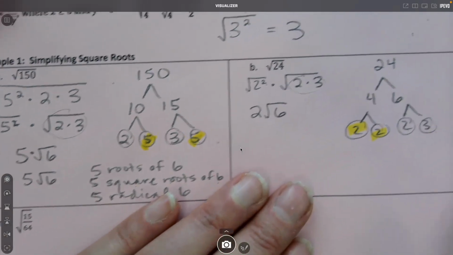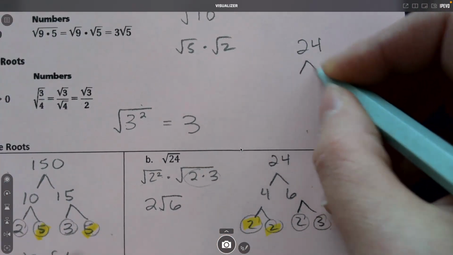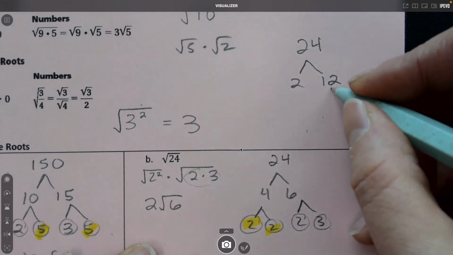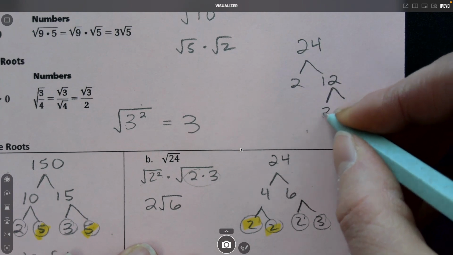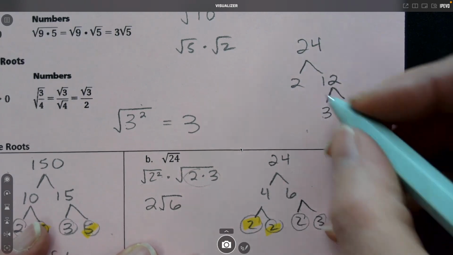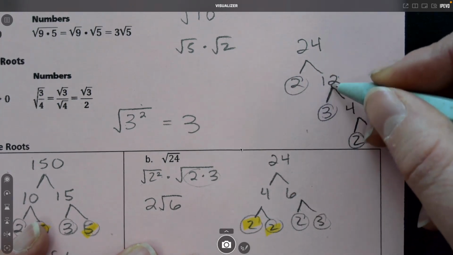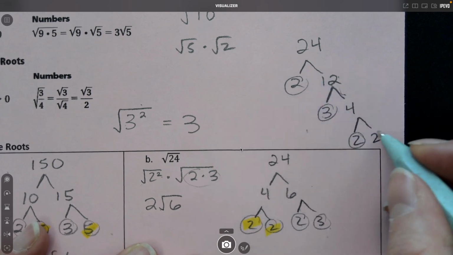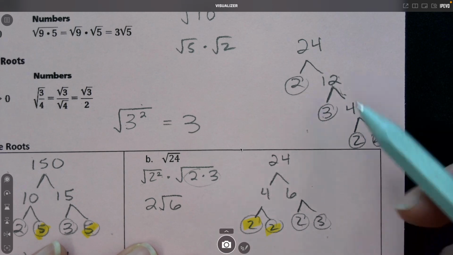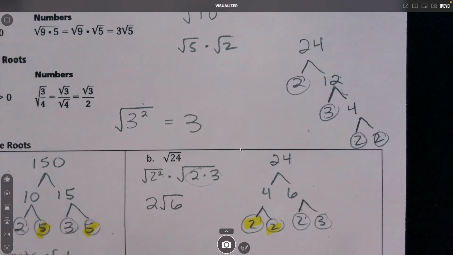Students always ask me, well, what if I break down 24 a different way? What if I say that 24 is 2 times 12? Am I going to get the same answer? And the answer is yes, because I can still break down 12 and make that 3 times 4, and I can still break down 4 and make it 2 times 2. And you can see that the ends of my little trees, so I wouldn't count the 12, right? It has the branches still coming off of it, but all of my ends are still the same. So it doesn't matter which way I break a number down, these little ends of my branches are all going to be the same.